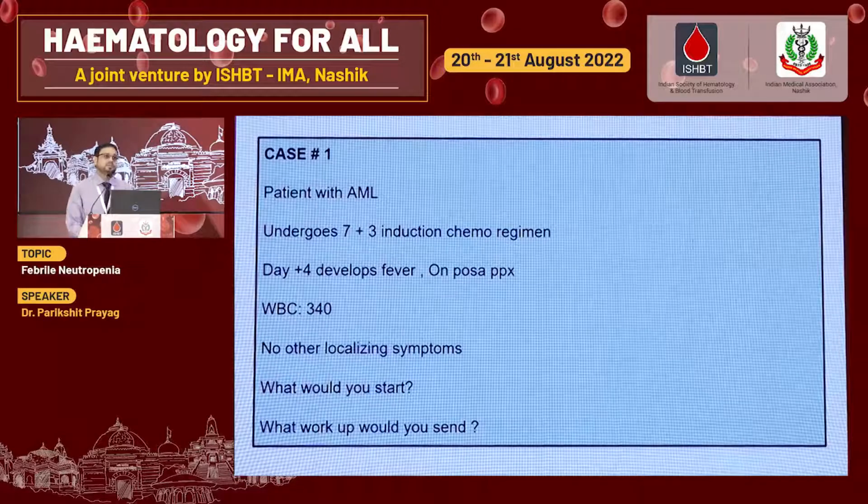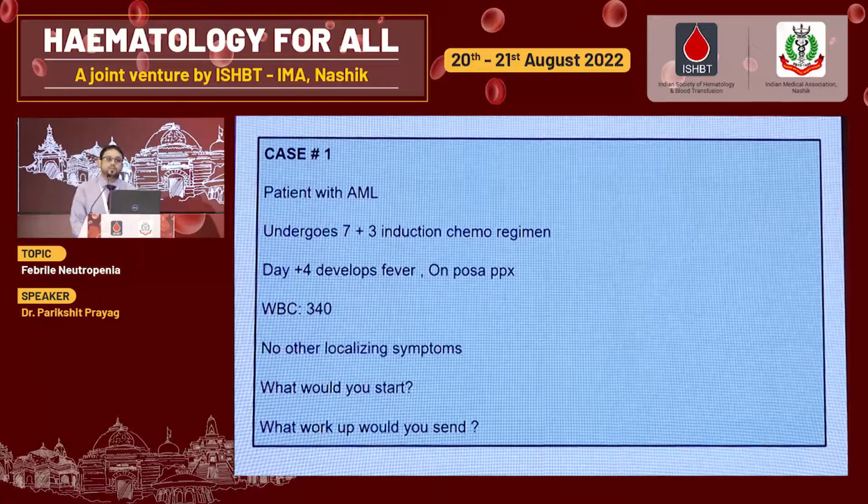Am I prophylaxing him for yeasts, which means mainly for candida, or am I also giving him prophylaxis against molds? By molds, I mean fungi like Aspergillus, Mucor, and so on. Usually for AML induction therapies, we give mold-active prophylaxis. So this patient has been on posaconazole, which is a broad-spectrum antifungal with activity against most of the molds. His WBC count at this point of time is 340. There are no other localizing symptoms.